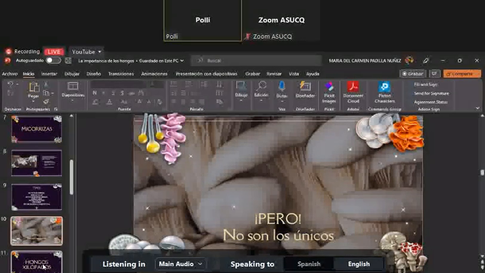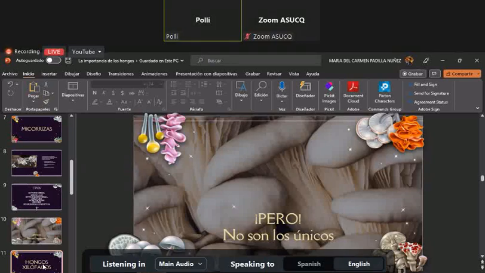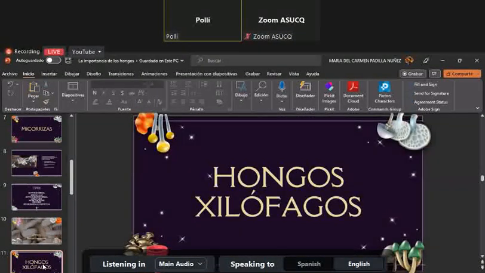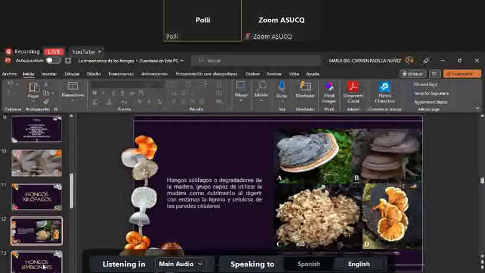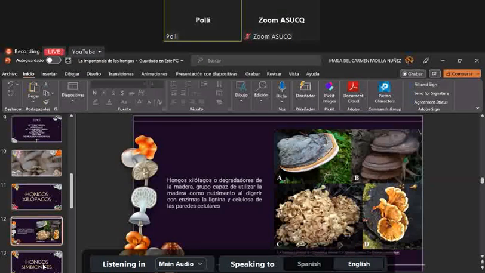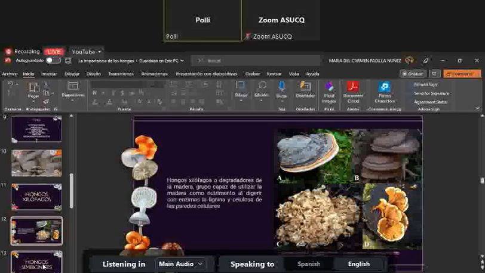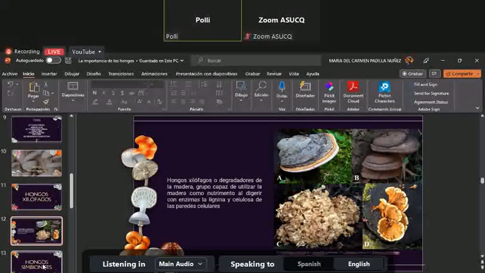But these are not the only ones. Usually when we say fungi and forest, immediately people think about mycorrhizae. But that's not the only thing that you can find in the forest. We also have xylophagous fungi, which are those that are capable of degrading wood. These are capable of using wood as a source of nutrition, since they have the capacity to digest lignin and cellulose from plants, thanks to special enzymes.